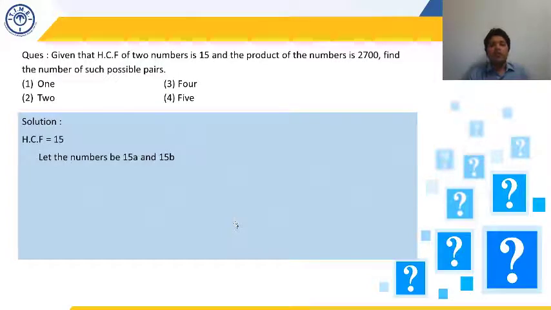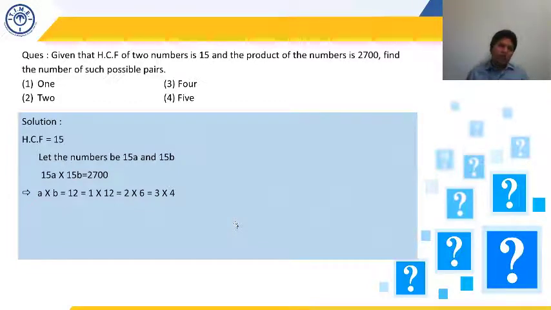Okay, so what else is given to us? The product of the numbers is 2700. So the numbers we have assumed to be 15A and 15B. Their product is going to be 15A into 15B, which is given as 2700. So what is A into B from here? It is 12. So if A into B is 12, in how many ways can we write 12 as a product of two factors? We can do it manually also, since it is a small number. 1 into 12 is 12, 2 into 6 is 12, 3 into 4 is 12.